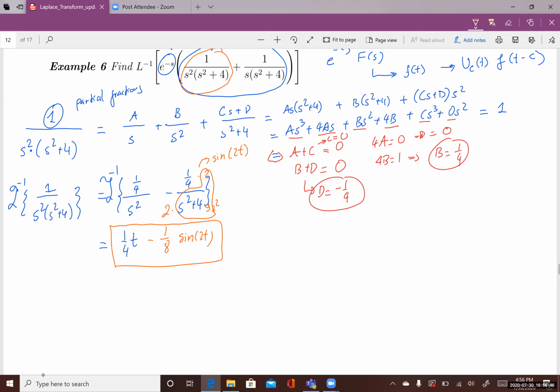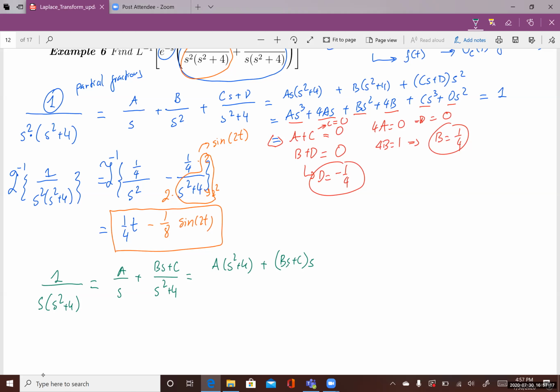Okay. How about the second fraction? Again, we just have to do partial fractions. This is going to be a over s plus bs plus c over s squared plus 4. And again, just combine them together, right? A times s squared plus 4 plus bs plus c multiplied by s, divided by s and s squared plus 4. Okay, well, then you can just distribute it out. So you have a s squared plus 4a plus bs squared plus cs. I'm just going to use the top right now, and it equals 1.